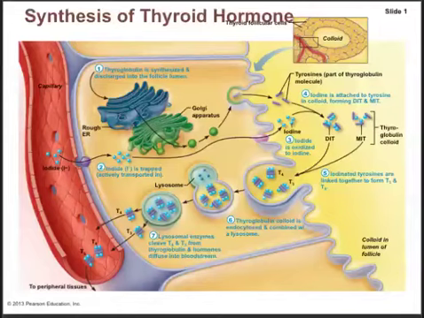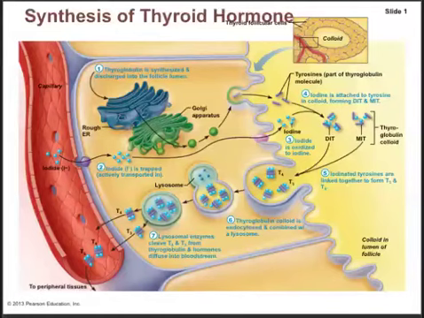The iodine attaches to tyrosine, and this is mediated by a peroxidase enzyme, and the iodinated tyrosines then link together to form T3 and T4. The colloid is then endocytosed, and a vesicle is combined with a lysosome, which then breaks apart the colloid. The T3 and T4 are then cleaved, and they diffuse directly into the bloodstream.